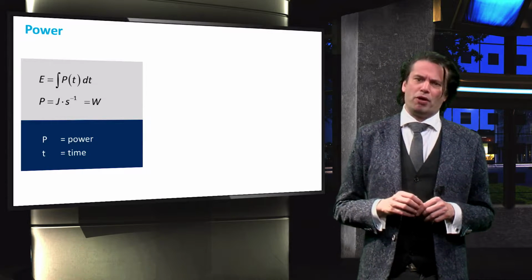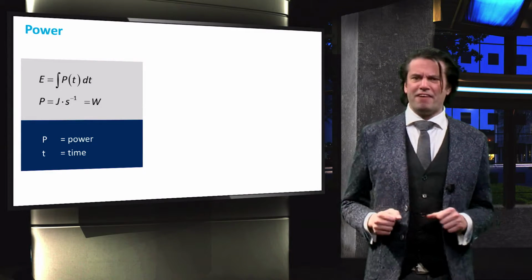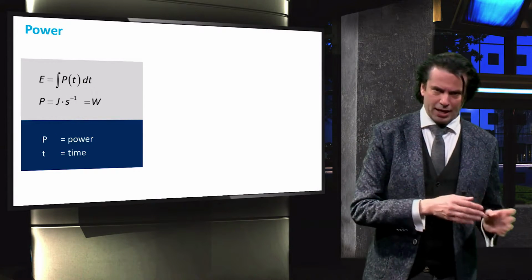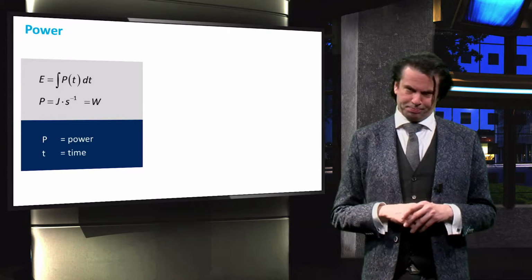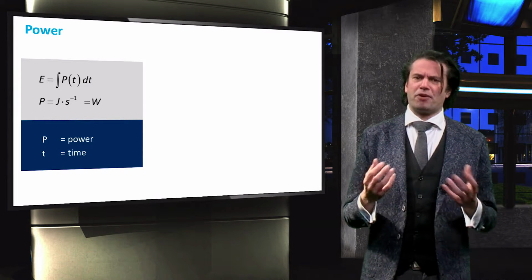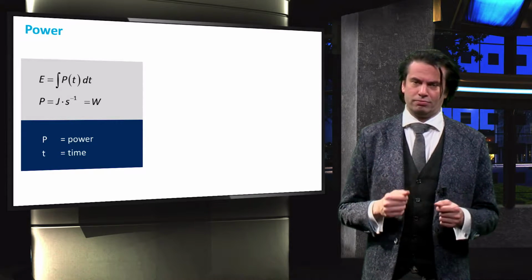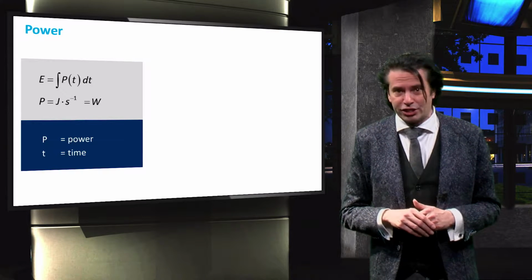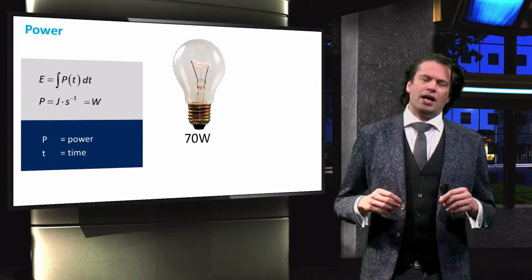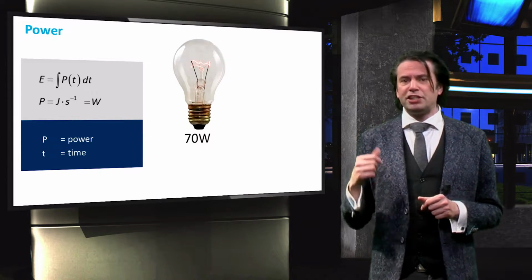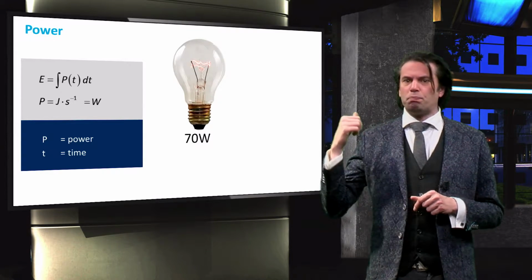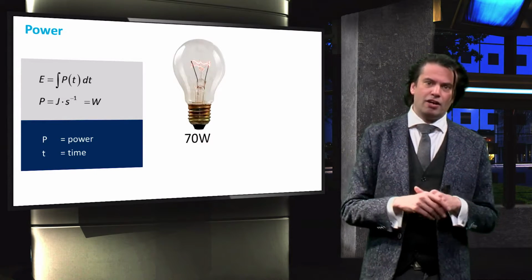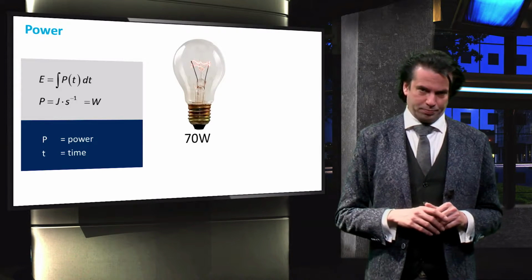Now on to power. The power P is defined as the amount of energy used per unit time, denoted by t. Power is therefore expressed in joules per second. 1 joule per second is also known as a watt after Scottish engineer James Watt. As an example, with 70 joules of energy, we could power this 70 watt incandescent light for exactly 1 second.